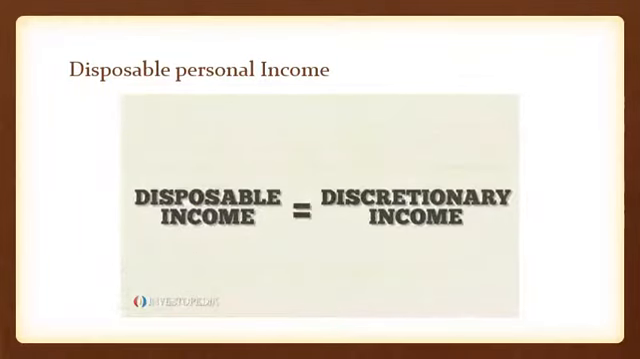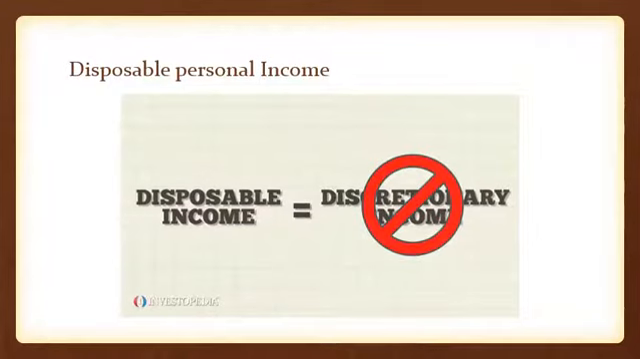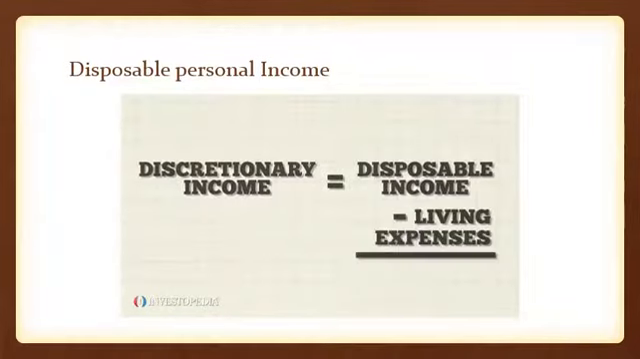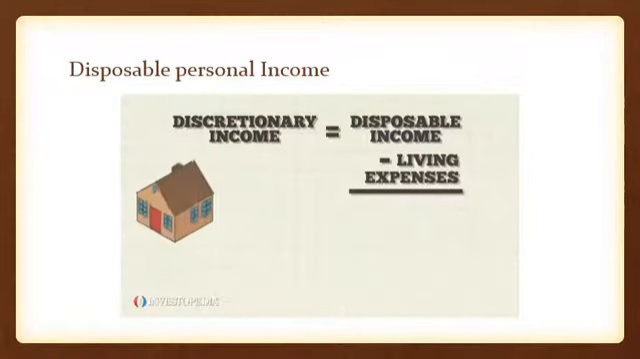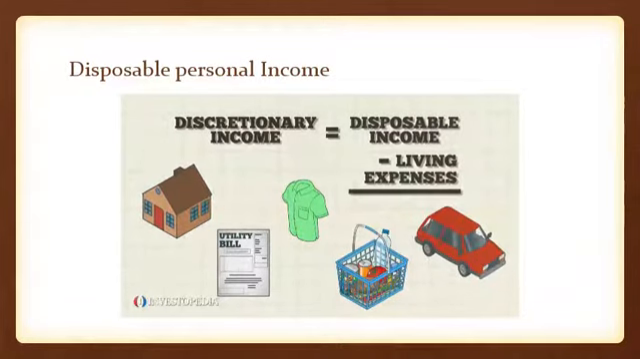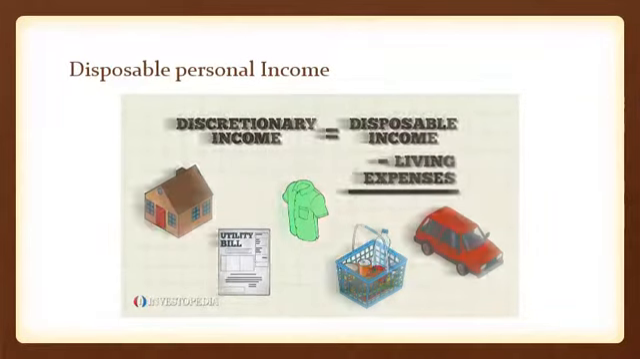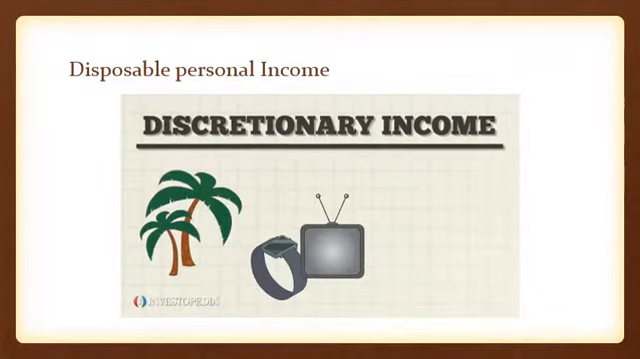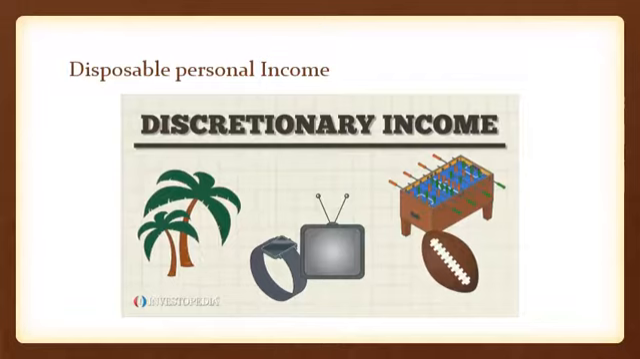Disposable income is often confused with discretionary income. Discretionary income is disposable income minus living expenses, such as mortgage payments, utility bills, clothing, groceries, transportation expenses, and other bills needed to maintain one's lifestyle. Discretionary is what people use to pay for vacations, entertainment, and other forms of recreation and leisure.